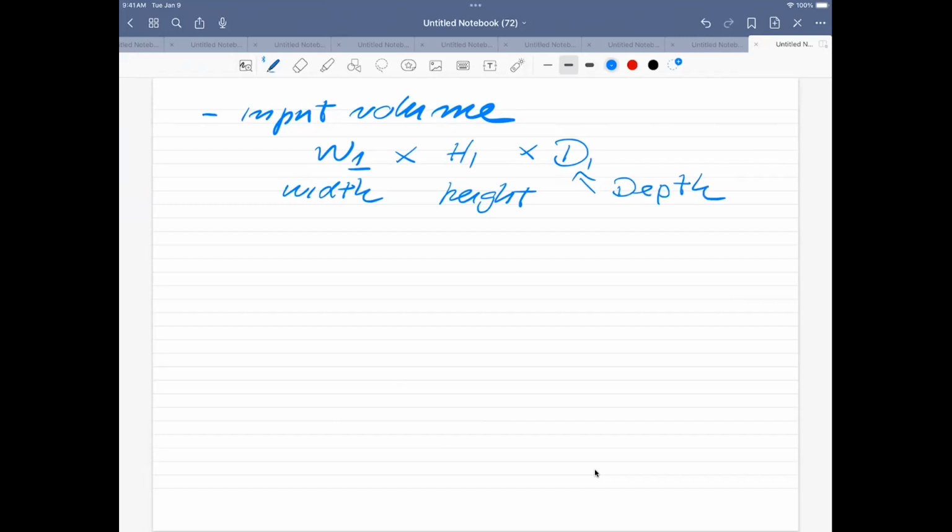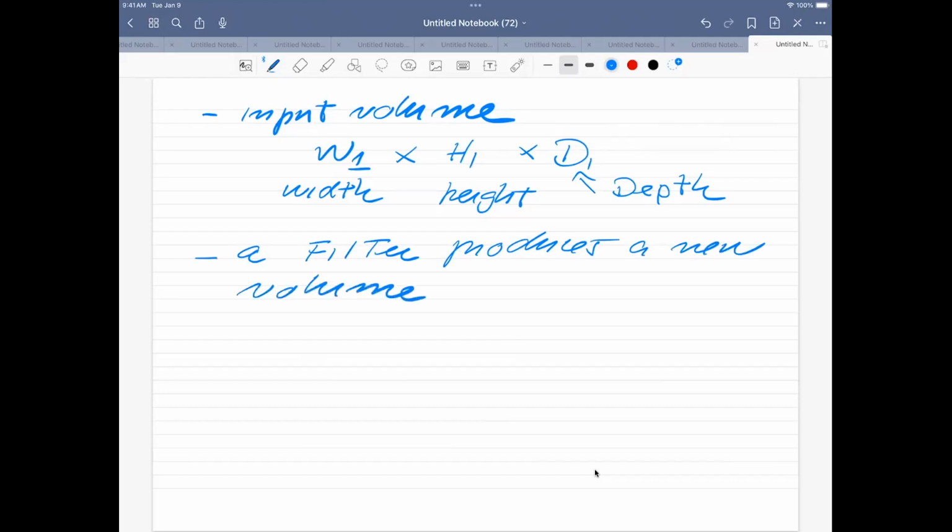And then when we look at an application of a filter, a filter produces a new image. Filter produces a new volume. You can call it image or volume or whatever, but you will often see this being called a volume. And that has a dimensionality where we have a new width, a new height, and a new depth. And there is a simple formula for these equations here.